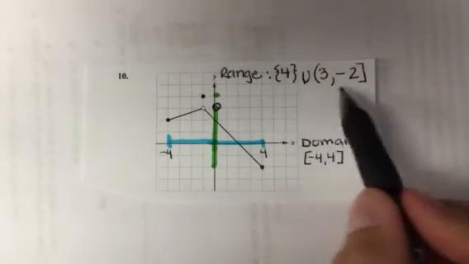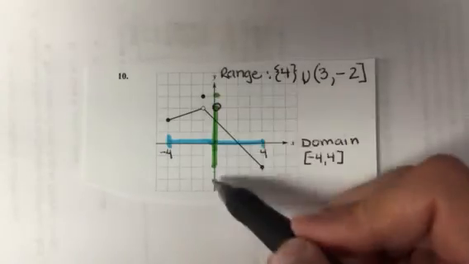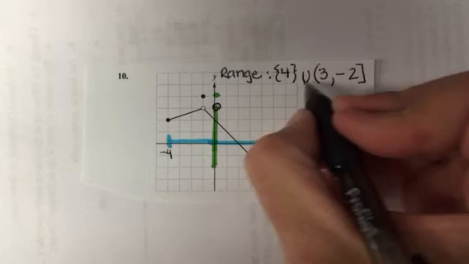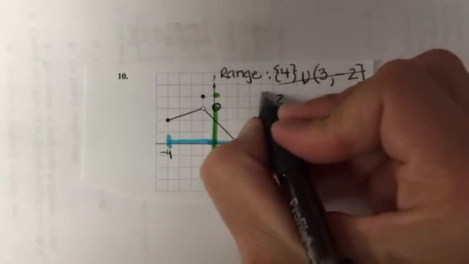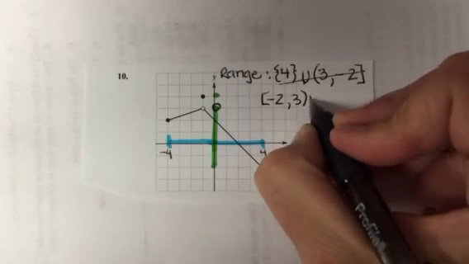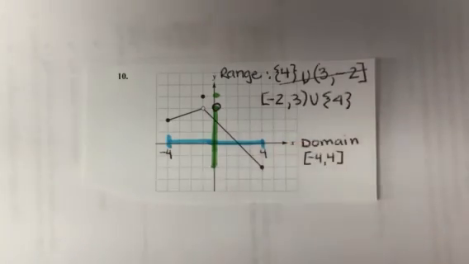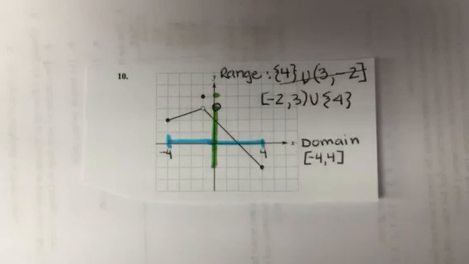Now if you notice this, it's not in the correct order. So if you make this mistake, which is common because you're just reading from top to bottom, make sure you put this in the correct order. So the correct order would be to do -2 and start from there. So -2 to 3, open, union, and then 4. And this would be your correct answer for your range, and then your correct answer for your domain.